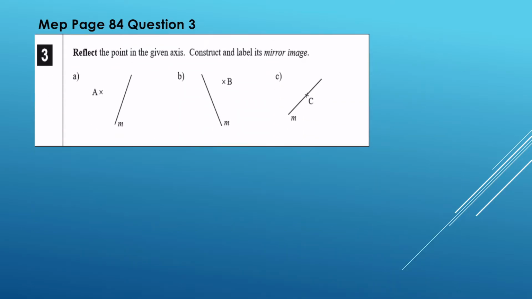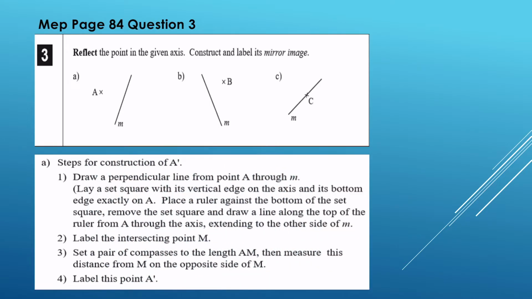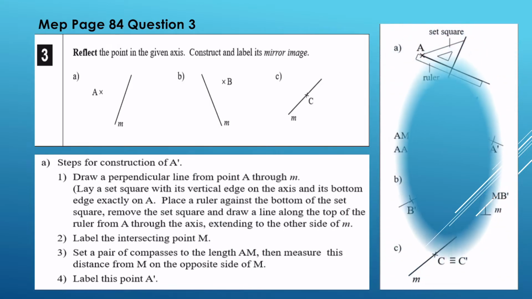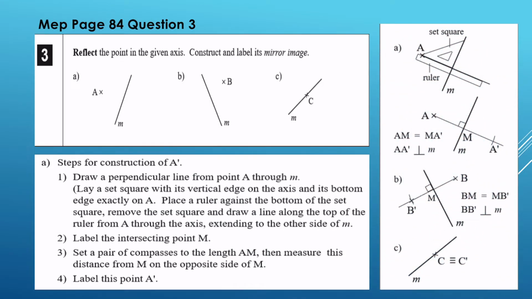Question 3. In question 3, they're asking us to reflect the point in the given axis, construct and label its mirror image. To do question 3, I will go over the steps for part A. So we need to reflect point A in the given axis and construct and label the mirror image.